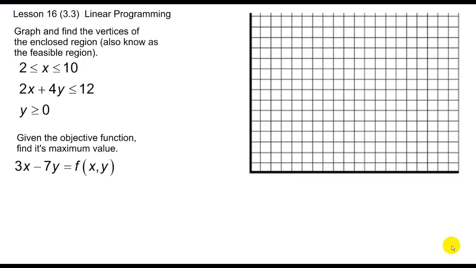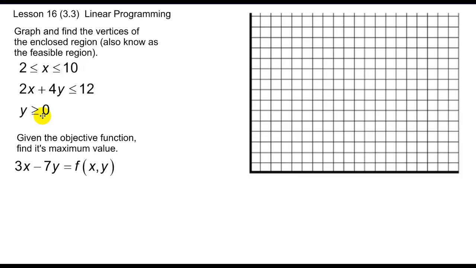Today we're going to take yesterday's lesson up just a notch and talk about linear programming, which is basically solving systems of inequalities with applications or word problems. Let's start out with just a review of yesterday first. We're going to graph this system over here.